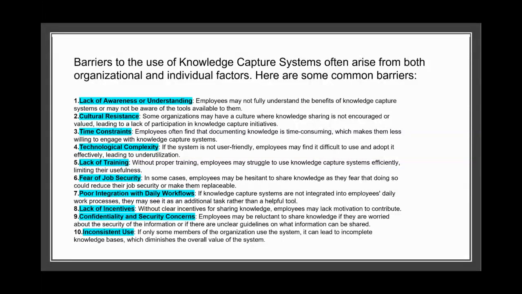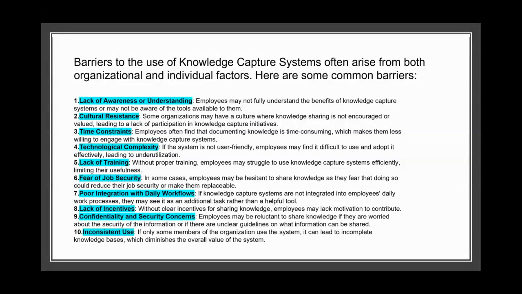And what happens is that day comes and you don't actually do it. Does that make sense? Okay. Then, lack of incentives. You need to encourage people to actually be motivated to contribute, to capture their knowledge. Then confidentiality and security concerns. Employees may be reluctant to share knowledge if they are worried about the security of the information, or if there are unclear guidelines on what information can be shared.